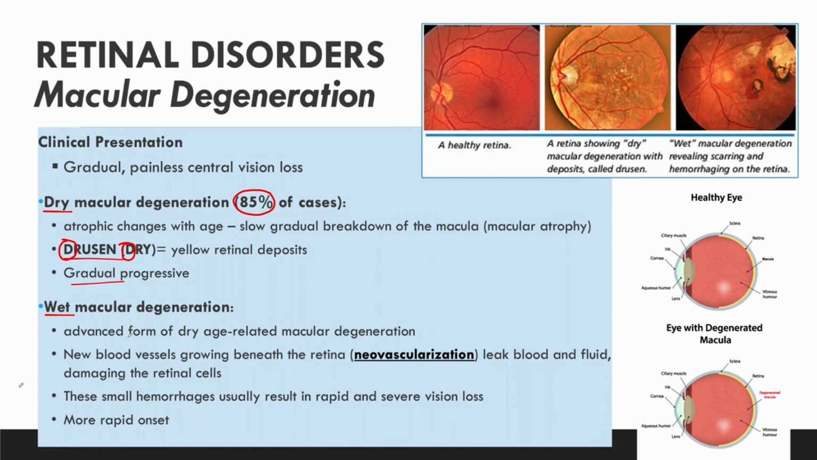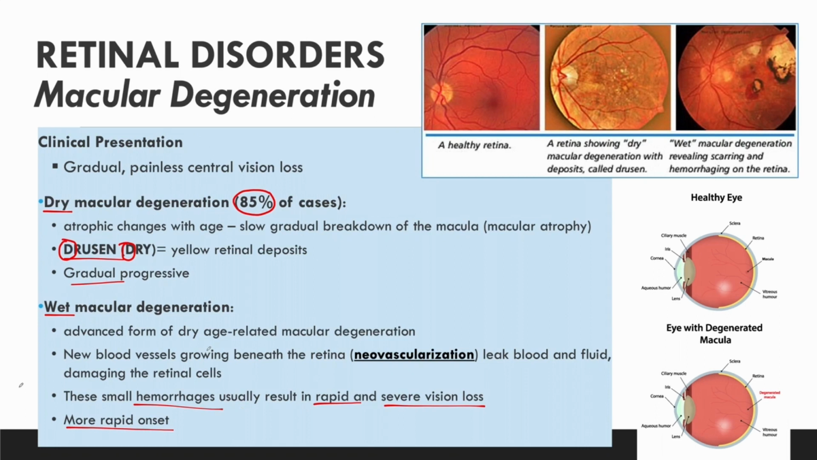They leak fluid. They damage retinal cells, and you get this wet appearance. Lots of scarring and hemorrhaging within the retina. And once we get to this stage, it tends to cause more rapid and severe vision loss. Once it starts getting wet, it starts taking a faster course.